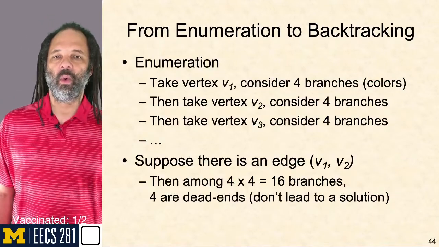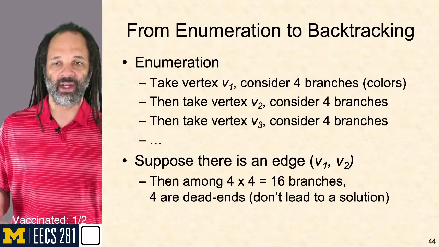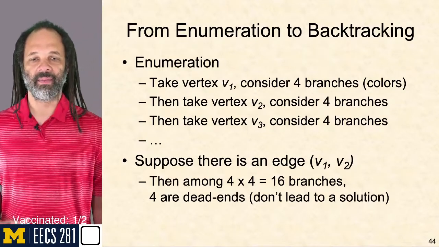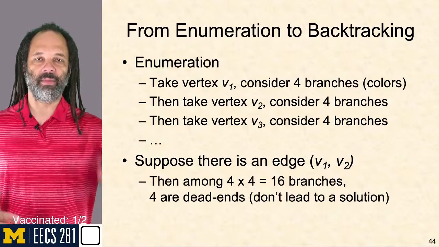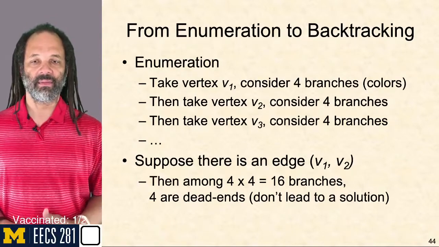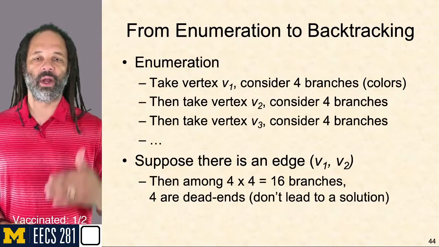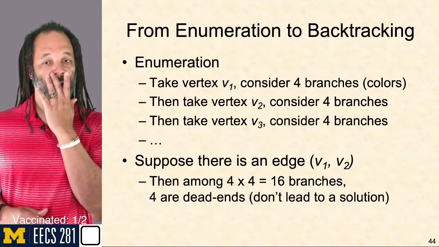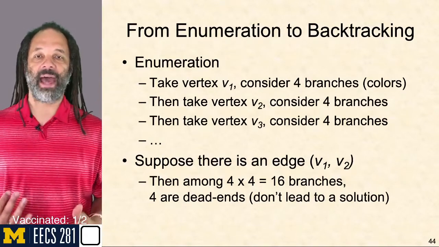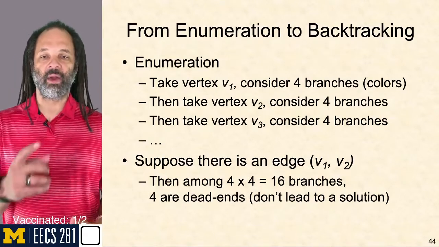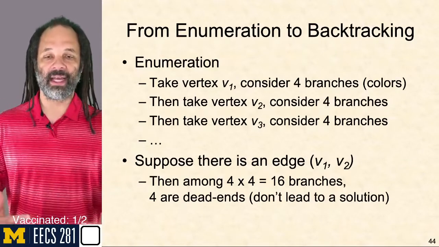So, what is the difference between enumeration, looking at all the different ways I can do this, and backtracking? In enumeration, it's pretty simple. I just apply everything. At the first vertex, I can consider each one of the 4 colors. This is back to 4 coloring now. Then I go to the second vertex and consider 4 branches below that, 1 branch for each color. Then I go to the third vertex, 1 branch for each color there. I can keep applying all of these things.